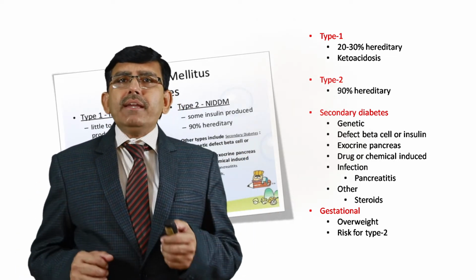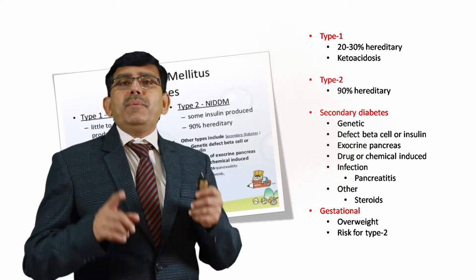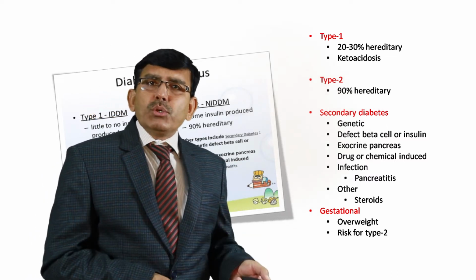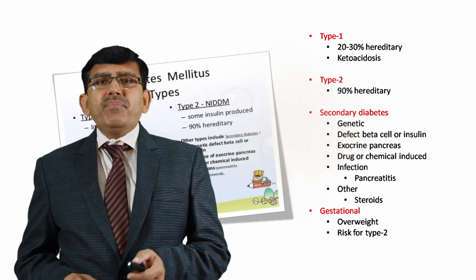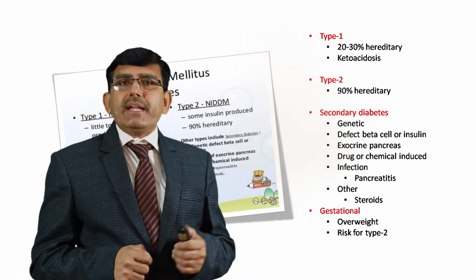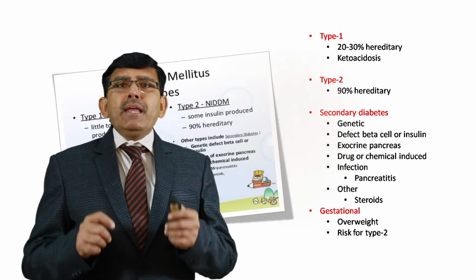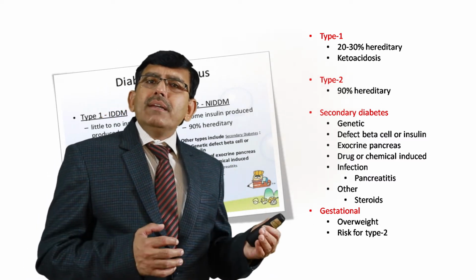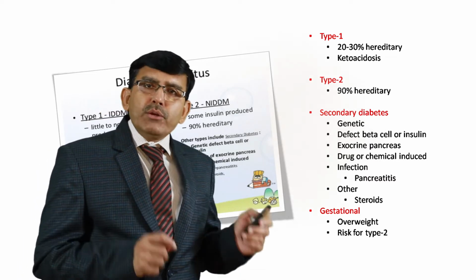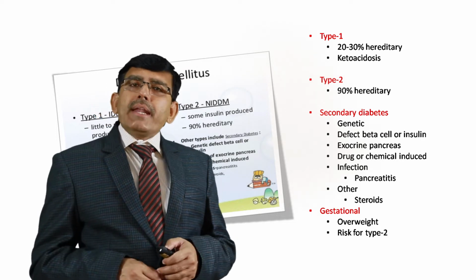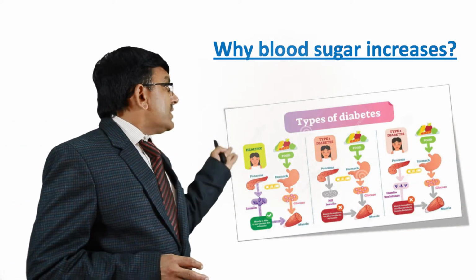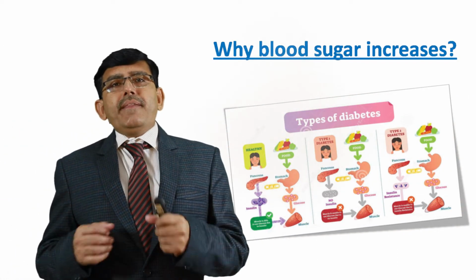The next type is secondary diabetes, which is due to genetic defects in the beta cell of the pancreas or insulin, exocrine pancreas, drugs taken by the subjects, chemicals induced into the body of the subject, or infection such as pancreatitis or other causes like steroids. The next type is called gestational, which is due to being overweight, and it leads to risk for type 2 diabetes. Why glucose increases in the blood is highlighted in this particular slide.